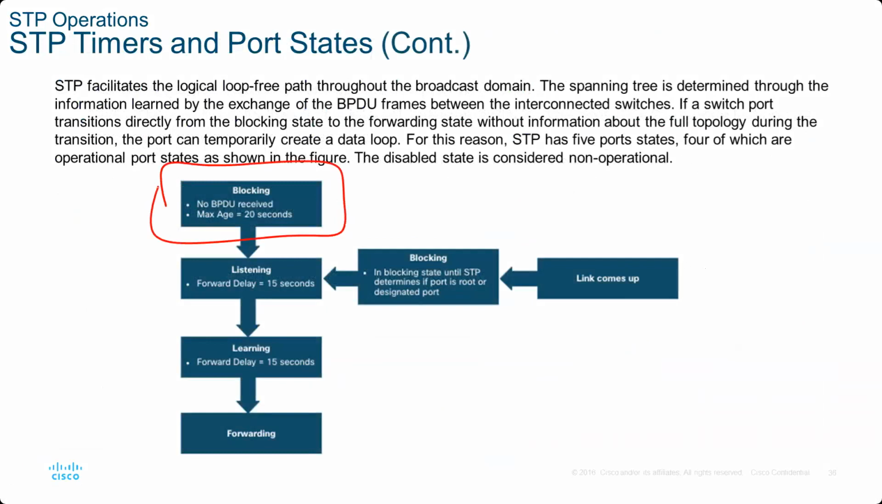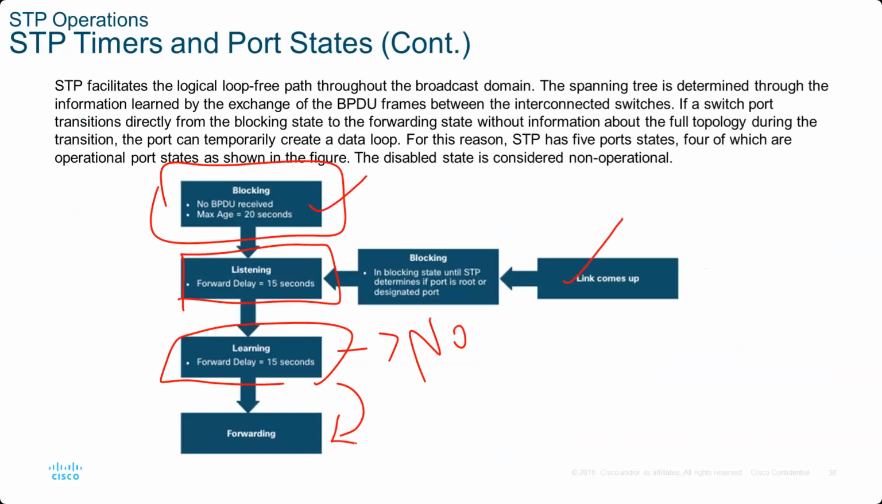This blocking stage happens the first time you connect a link, or whenever a link comes up. Next it is in the listening stage, where your BPDUs are exchanged. In the blocking, listening, and learning stages, no data will be transferred. Only the BPDUs are transferred. In the learning stage, the election of the root bridge and the defining of port roles, every process, takes place. And when the switches move to the forwarding stage, the data transfer takes place.